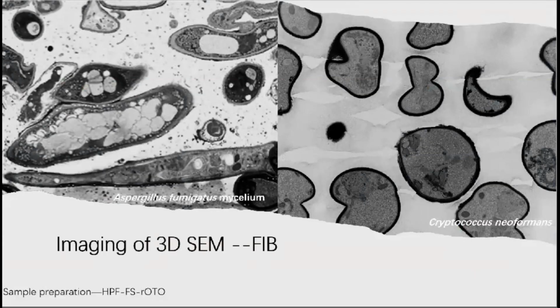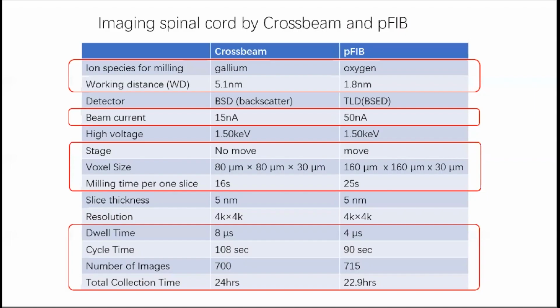Next, I will introduce the imaging of 3D SEM by FIB. I tested the sample by Crossbeam 550 and PFIB. They use different ion beams, different working distances, and different beam currents for cutting the sample. One stage is moved and the other isn't.